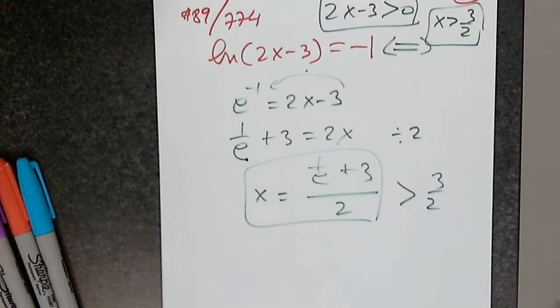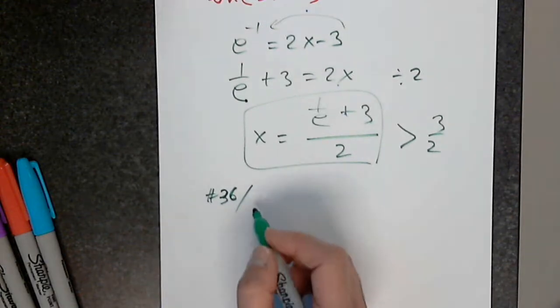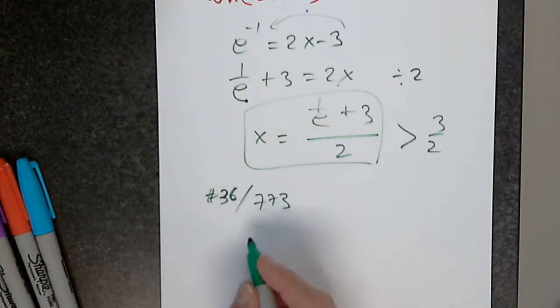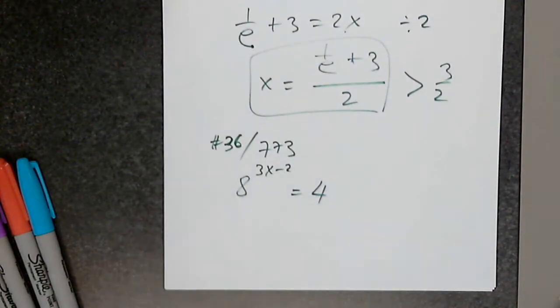Anything else from this? With x as an exponent. Yes, you mean exponential equations? Okay, very good. So let's look at, yes, let's say 36 on page 773. 8 raised to 3x minus 2 equals 4.